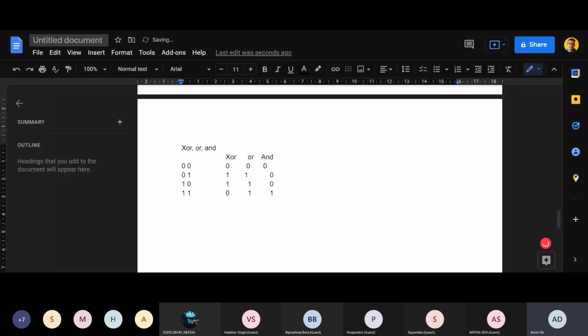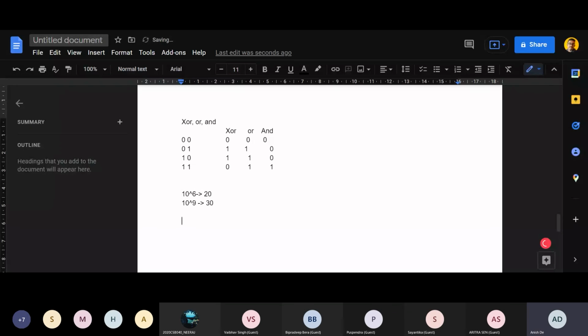So if you are given a range of 10 to the power 6, the number of bits in it will be roughly around 20. For 10 to the power 9, it will be roughly around 30. Okay, so let's say you are given a number 5. How would you represent that in binary form? It should be 101. So this is a bit, this is another bit, and this is another bit. This one is the most significant bit, the MSB, and this one is the least significant bit, the LSB.